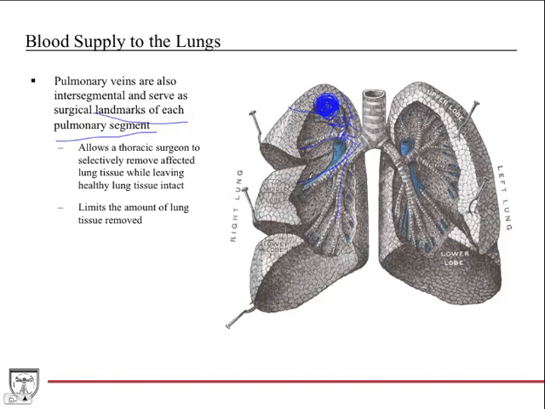And so it allows you, again, to selectively remove parts of the lung. And it helps you limit the amount of lung tissue removed. So since you have it up in the upper lobe here, you don't have to take out the entire lobe.